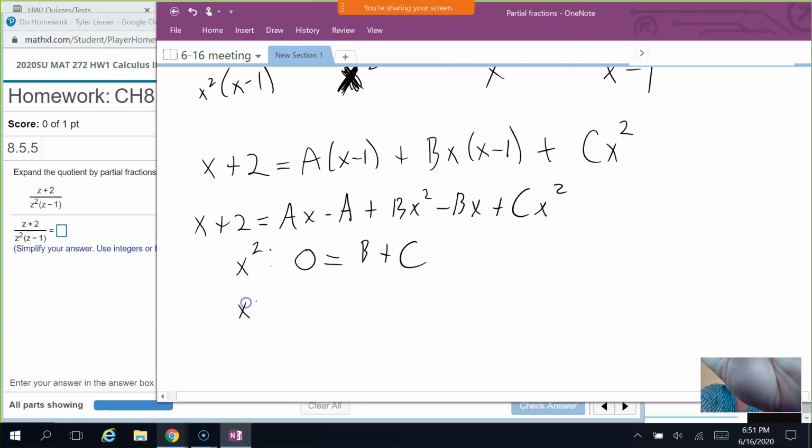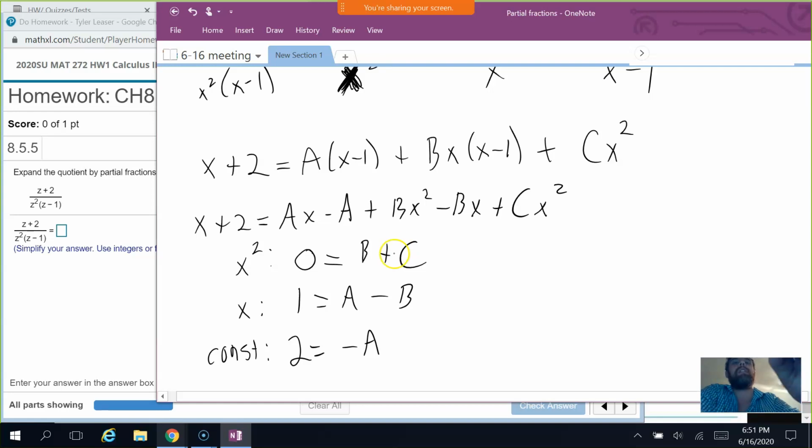Let's look at just x terms. On the left-hand side, I have a 1 coefficient on the x. On the right-hand side, I have an a as a coefficient on the x, and I have a negative b as a coefficient on the x. Finally, we also have constant terms floating around. On the left-hand side, we have a 2 floating around. On the right-hand side, it looks like we just have a negative a.